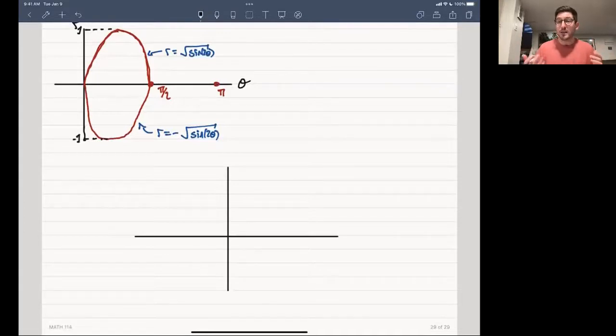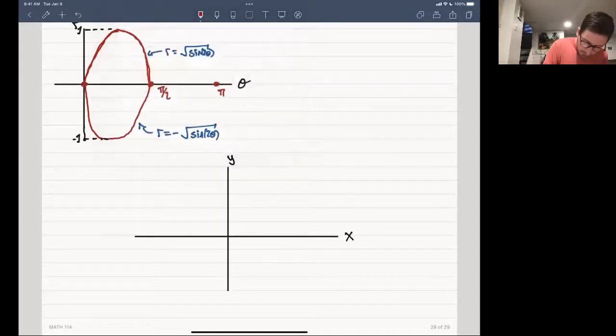You can do poor sketches and still get lots of information out of them. So the question is, how do we use this? Well, theta is between 0 and pi over 2. So again, we're going to look in the first quadrant, right? Because that's where theta lies. And let's sketch out what happens here.